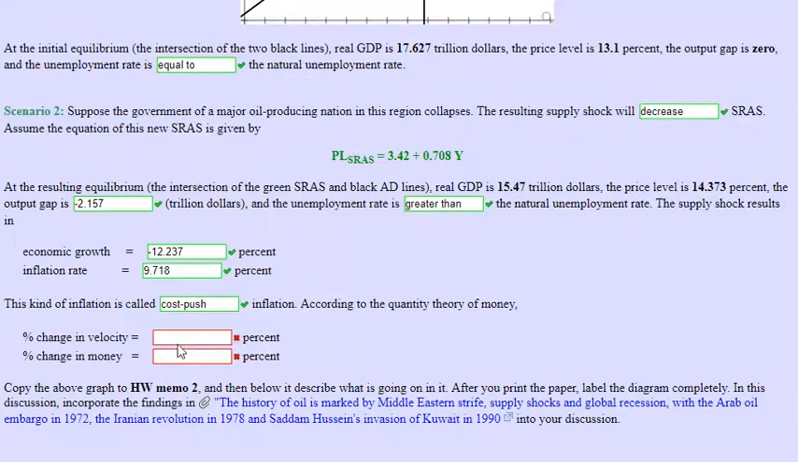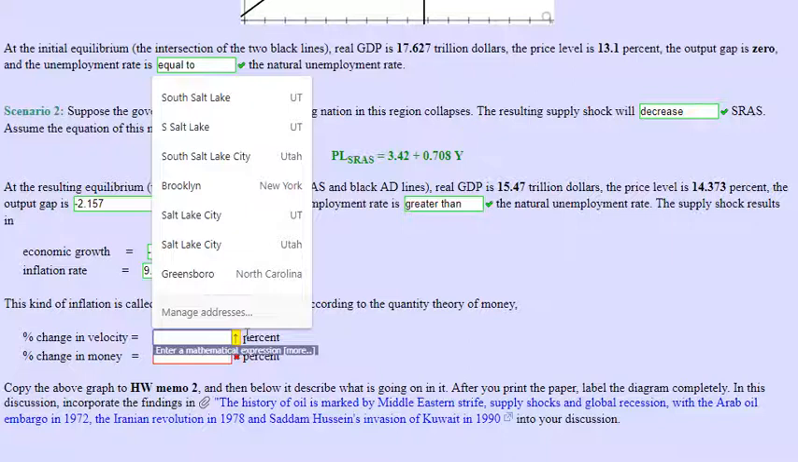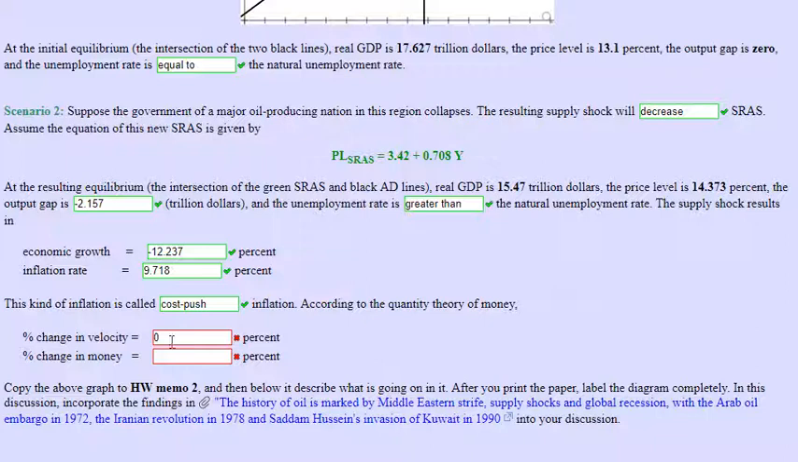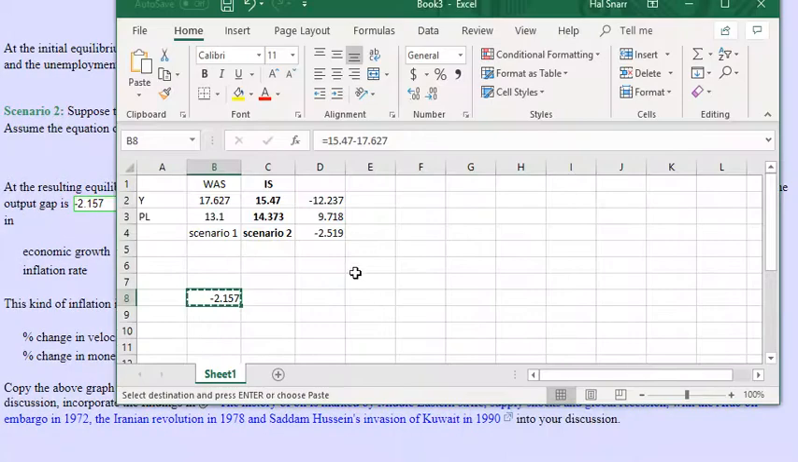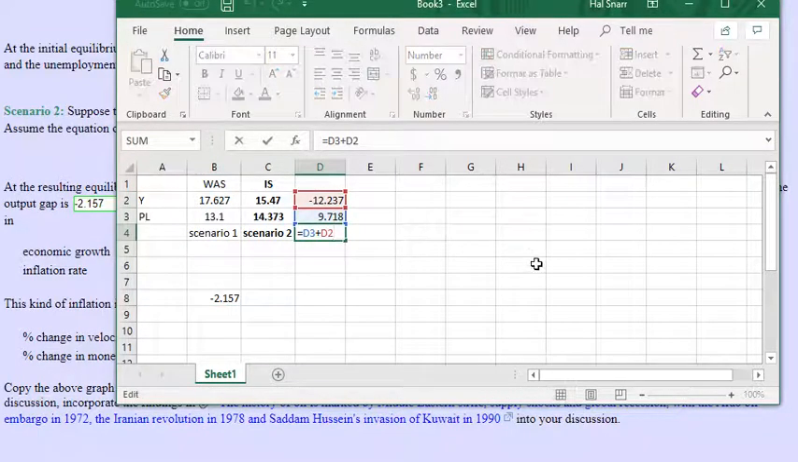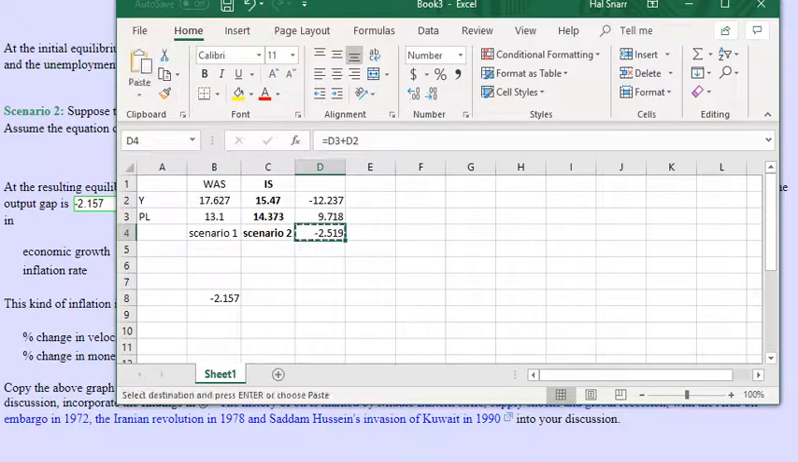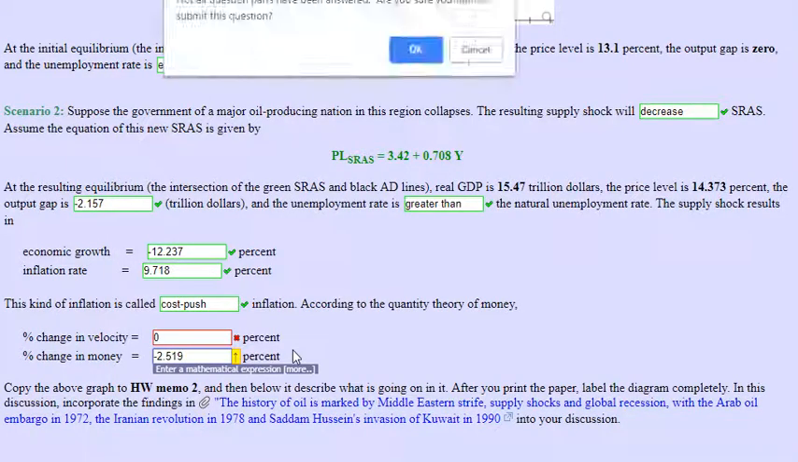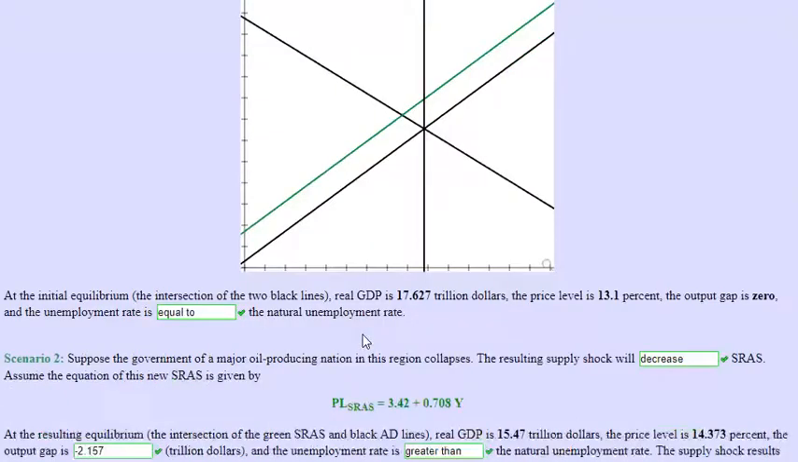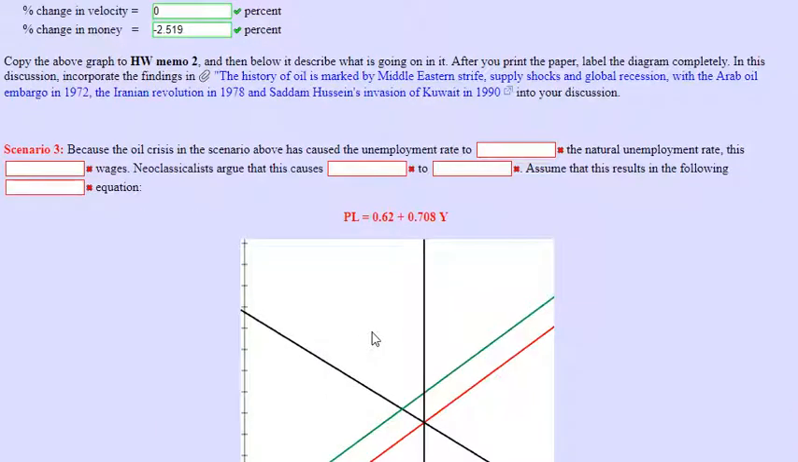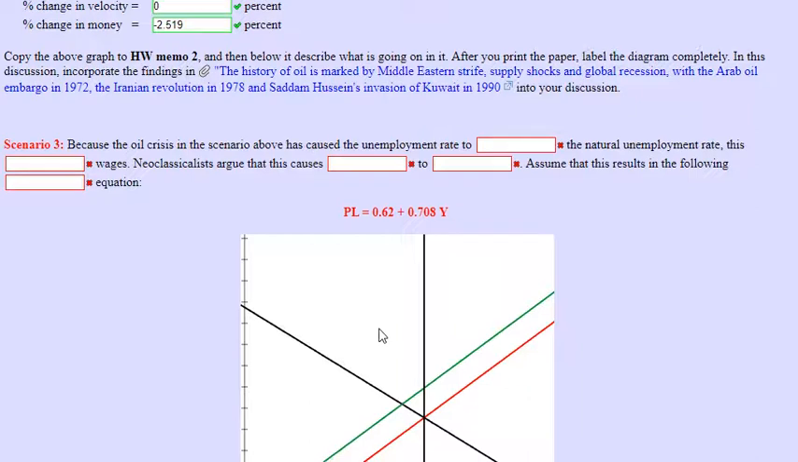Okay, remember in the classical model, velocity is held constant. So if velocity is held constant, what it is minus what it was, well, that's zero. So the percent change is zero. The percent change in money, according to the quantity theory of money, would be the sum of these two, right? And the sum of those two is a negative 2.59. And we hit enter to see if we got it right. And we did.